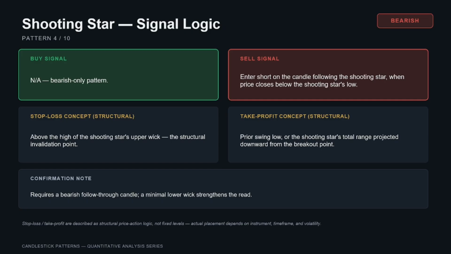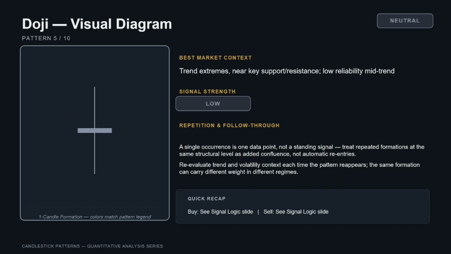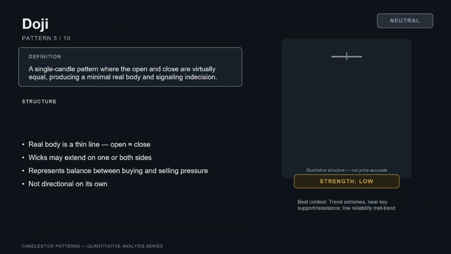Confirmation note: requires a bearish follow-through candle; a minimal lower wick strengthens the read. Pattern 5, doji. Open approximately equals close, producing a thin line body. It represents indecision, not directional alone. Best context: trend extremes near key support or resistance. Low reliability mid-trend. Signal strength: low.